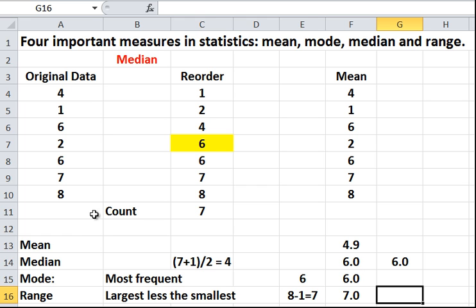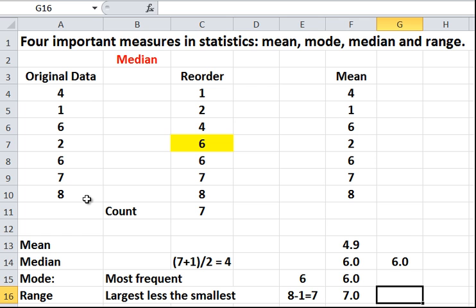I'll just put the cursor onto the screen. Here we have a data set that starts at 4, 1, 6, 2, 6, 7, 8. So we've got, first of all, 1, 2, 3, 4, 5, 6, 7. We've got 7 data points.